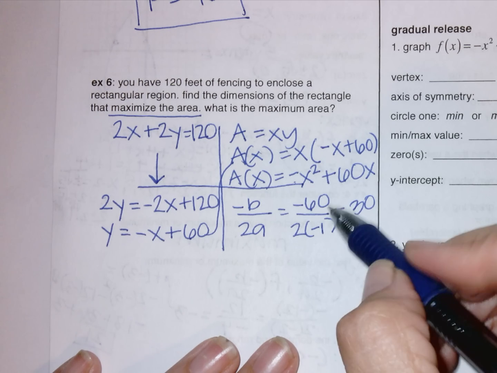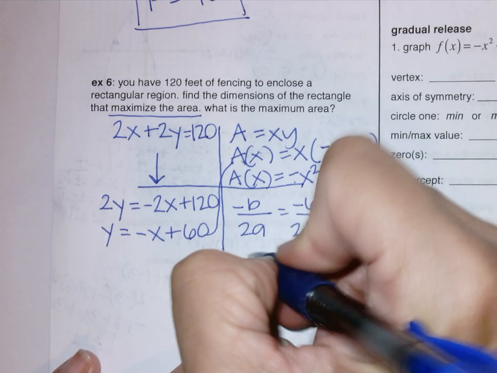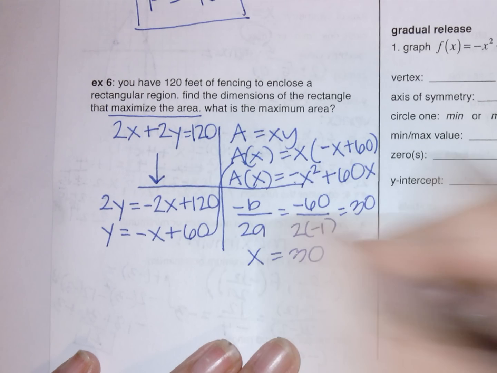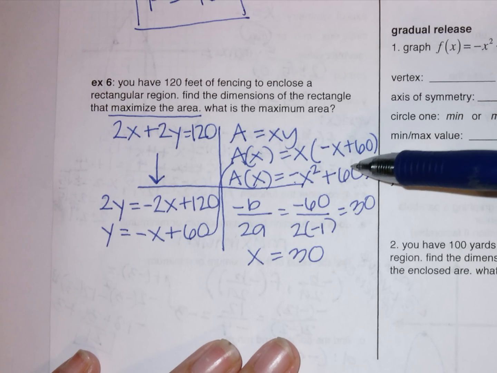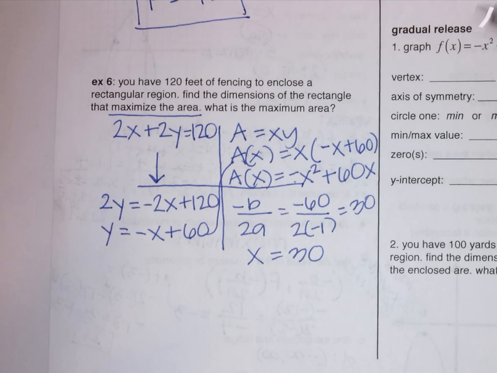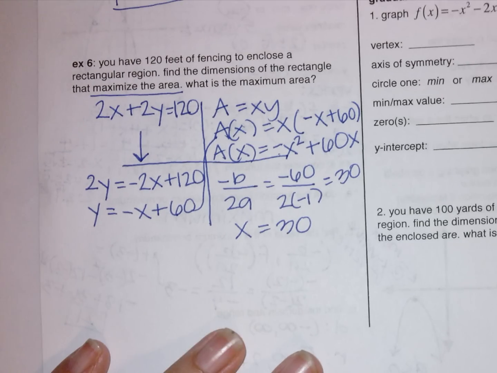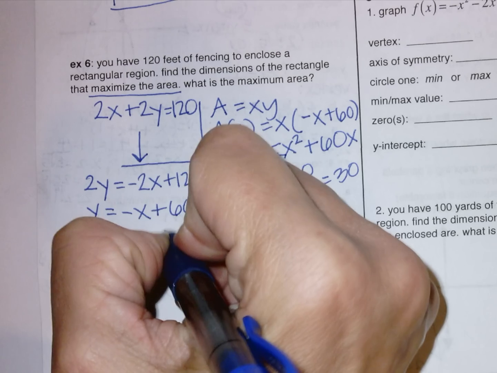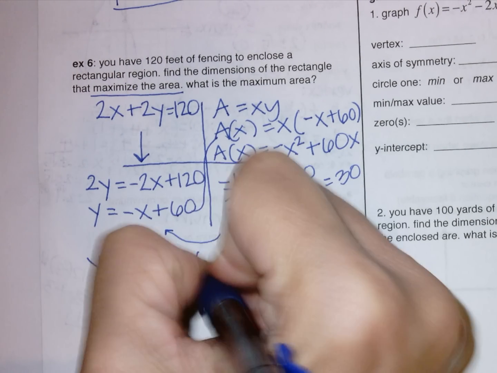If you get a negative number here and we're talking dimensions of a rectangle, you know you did something silly, because dimensions of a rectangle can't be negative. It doesn't make sense. So the x dimension is 30. At this point, if you want, you can plug 30 into here to find the area and you'll get the correct answer. But then you have to do 30 squared and 60 times 30, which are kind of big numbers. So I think it's just easier to go find y. So y equals negative 30 plus 60, which is 30.